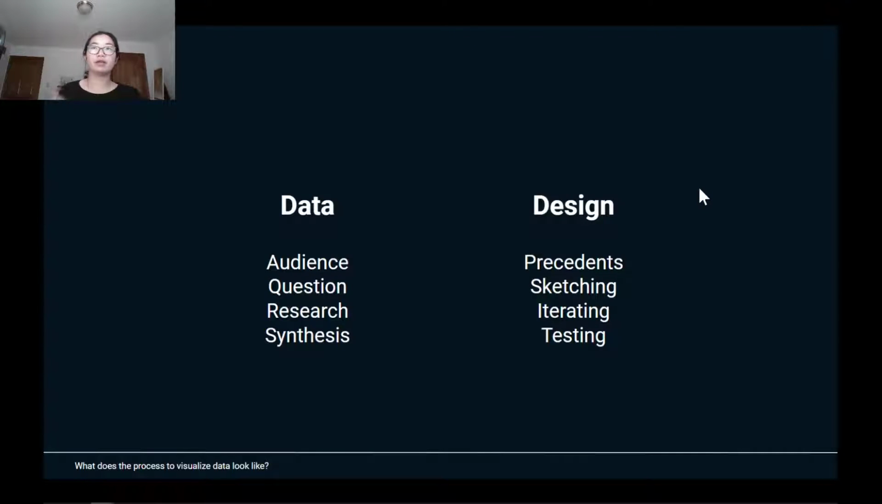So keep in mind that none of this follows a specific order. It can be moved around. Don't feel like you're restricted to this order, but this is generally the type of steps you can expect to go through as you're designing your data visualization.